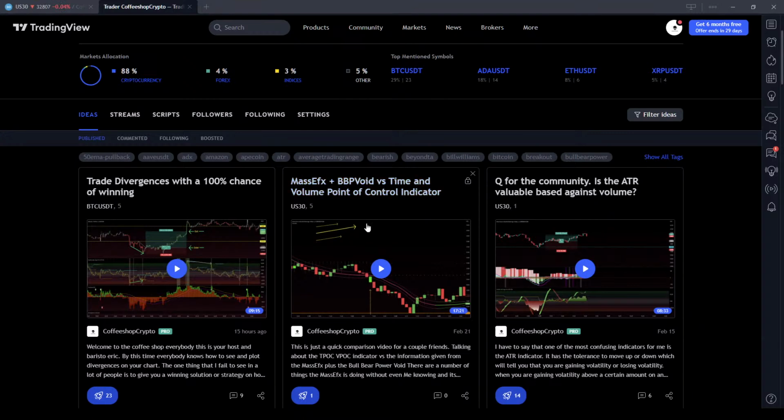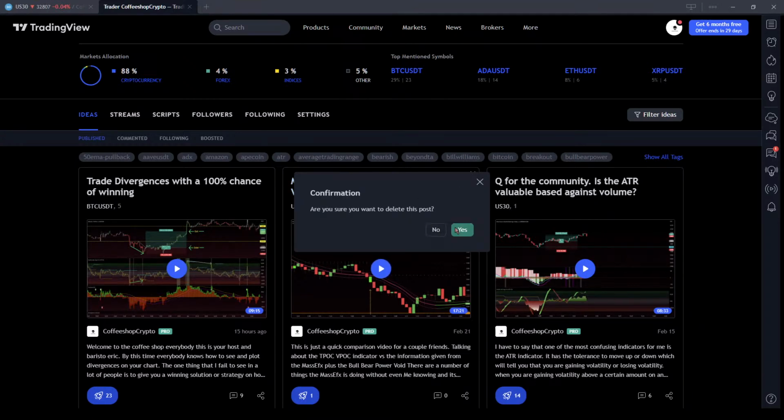Volume point of control indicator. All right, so I got to close this, right? And get rid of that one.